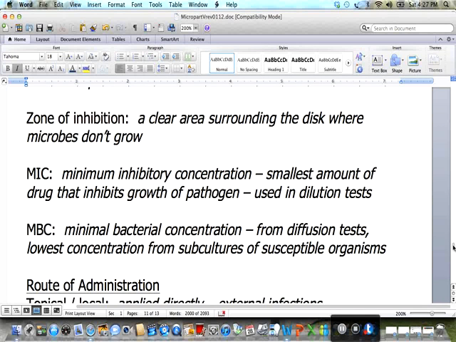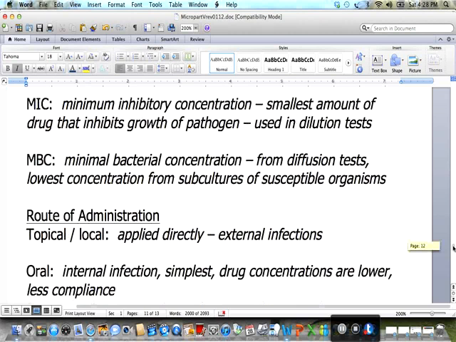This is used in dilution tests. The MBC, or minimal bactericidal concentration, is determined from diffusion tests. This is the lowest effective concentration killing subcultures of susceptible organisms. With the bactericidal, it's going to kill the organisms, where inhibitory just stops growth.